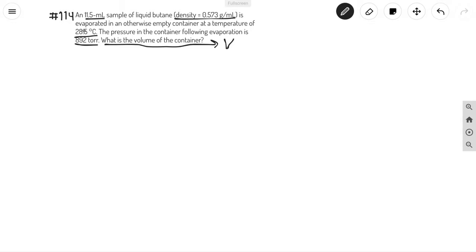So to start off, I'll start by converting 28.5 degrees Celsius to Kelvin. And the conversion factor is you just add 273. And you're going to get 301.5 Kelvin.